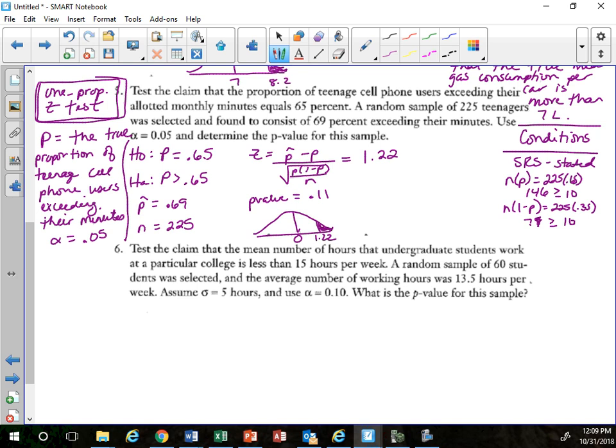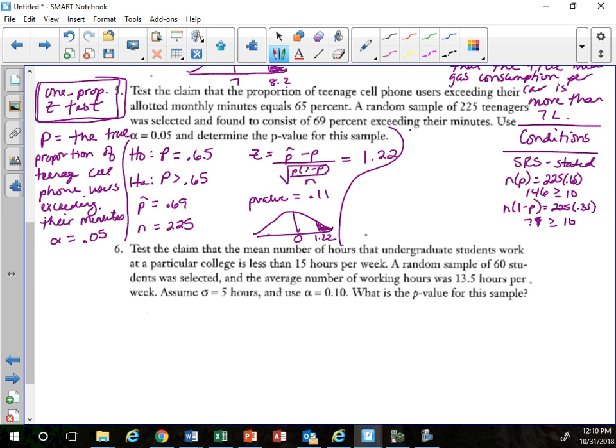Okay, what do you think our conclusion is going to be? Since p is greater than alpha, we fail to reject our null hypothesis. Anybody want to continue? There is insufficient evidence to suggest the true proportion of teenagers who exceed their monthly minutes is more than 0.65. If we had said not 0.65, that would have been a two-tailed test. We would have used the little not equal to. Okay. All right. Good.